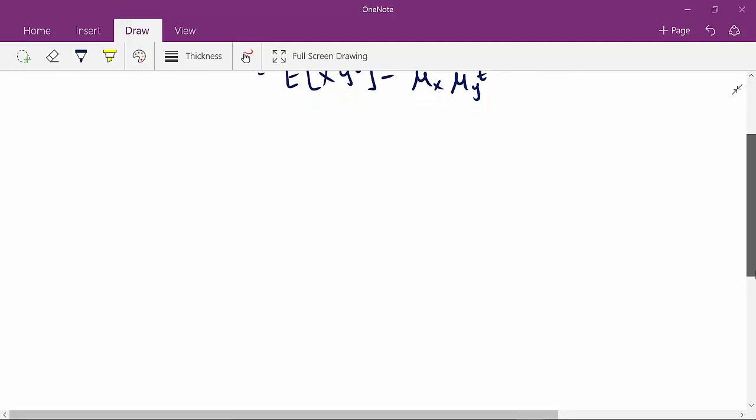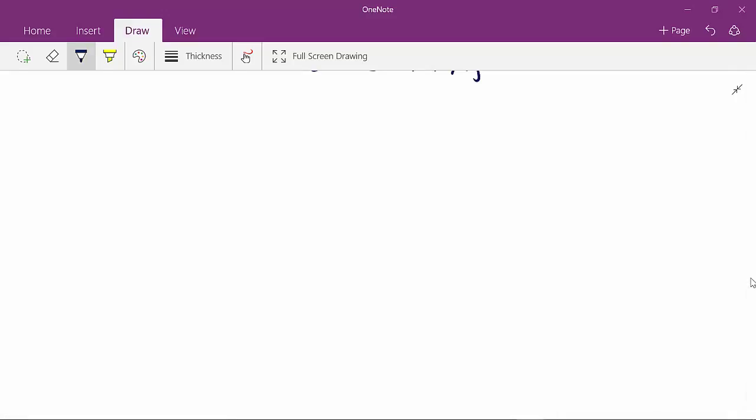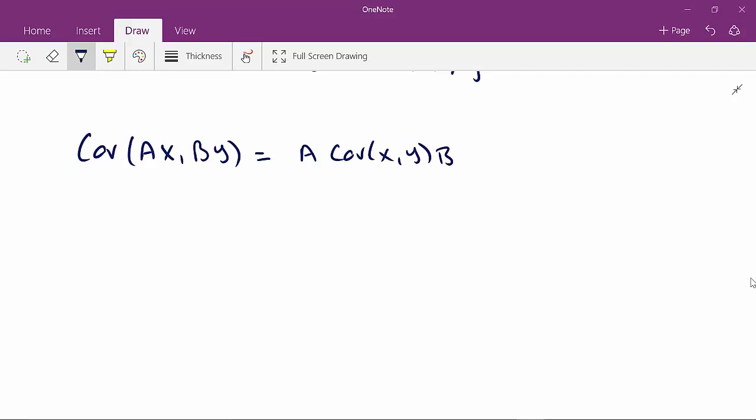The covariance has some nice properties, and perhaps the most useful one is that if we take the covariance of a times x and b times y, where a and b are constant matrices, then that's a times the covariance of x and y, times b transpose. So the left-hand argument gets pulled out to the left side, and the right-hand one gets pulled out to the right side, but then gets transposed.